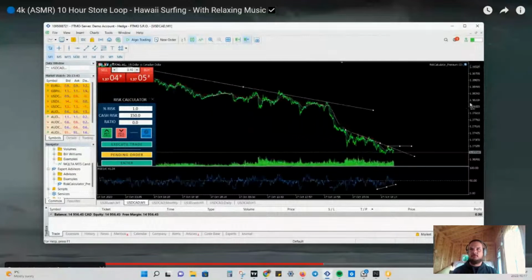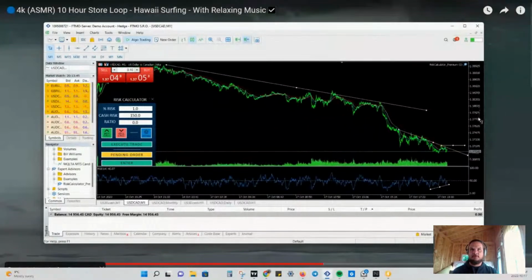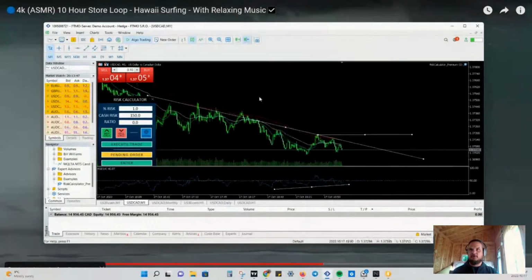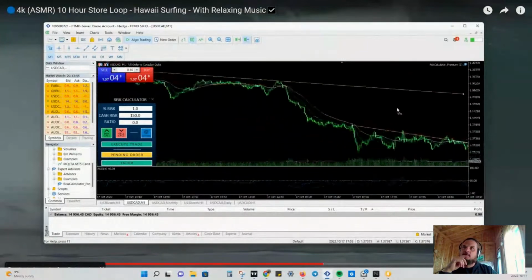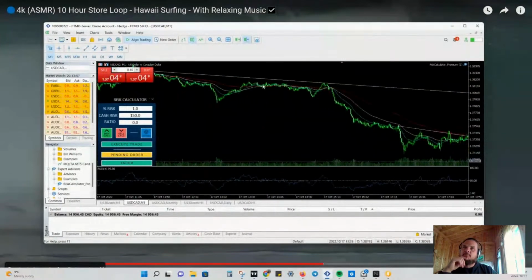I just started to use this 50 period moving average, and I like it. Look at this. You don't break through it, downside. You don't break through it, downside. You don't break through it, downside. Here, it pushed up kind of into it, but look, broke below it, downside.